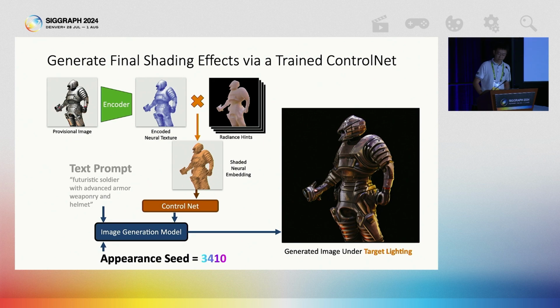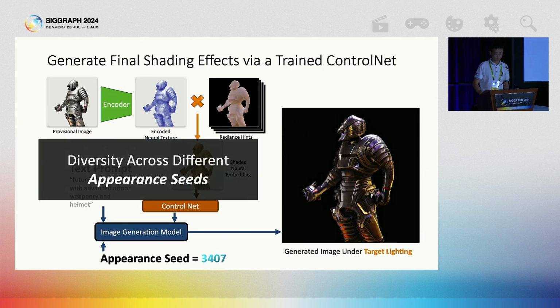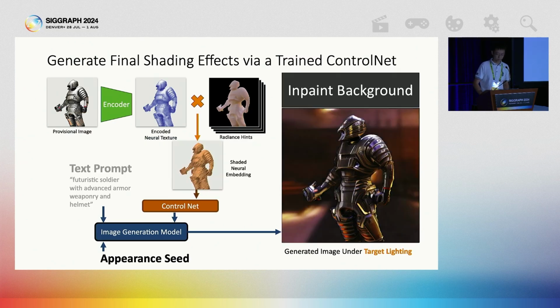By tweaking the appearance seed, we offer separate control of the local appearance details, including the interpretation of the materials in the provisional image. As a final step, we inpaint the background to form a full image.